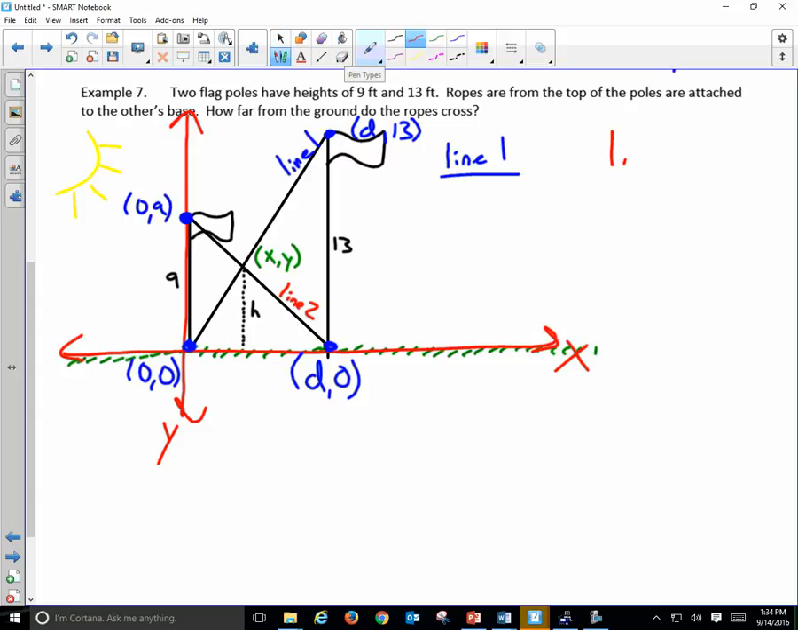So we have line 1 and we have line 2. For line 1, I'm going to write an equation. I'm going to find the slope, and I'll find the y-intercept. Look at line 1. I go from 0, 0 to d, 13. What is my rise to get from 0, 0? It's 13. What is my run? D. What is the y-intercept? 0.